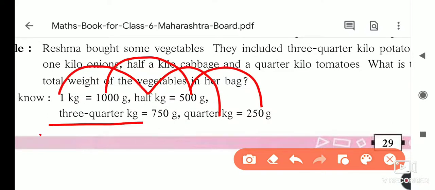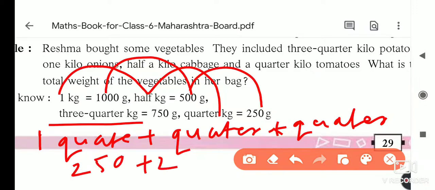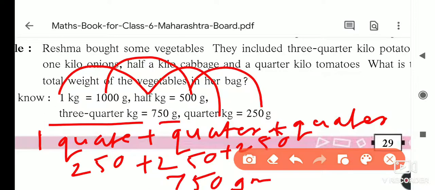3 quarters addition. So 1 quarter, then again 1 more quarter, and again 1 more quarter. Okay. So how much is it there? Just I told you. Half of 1000 is 500, 500 half is 250. So 1 quarter means 250, second quarter means 250 and third quarter means again 250, and totally it is how much? 250 plus 250 plus 250 is equal to 750 grams. Here it is 750 grams.